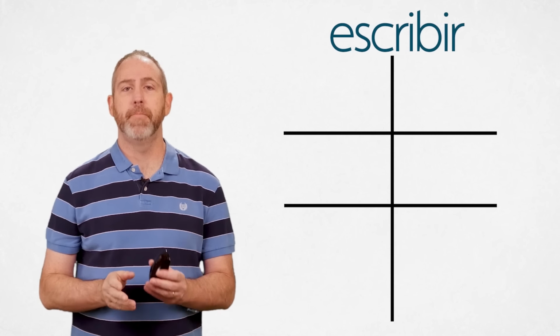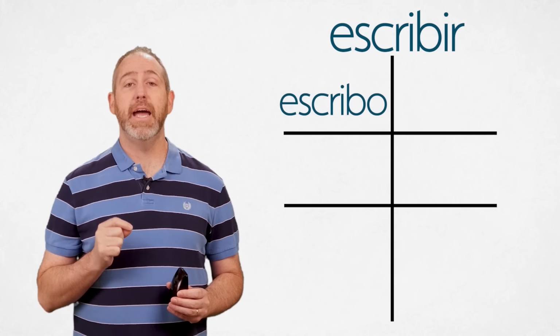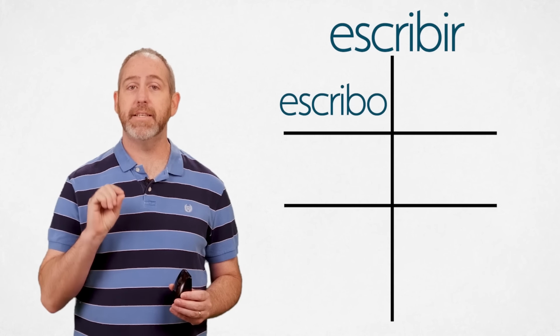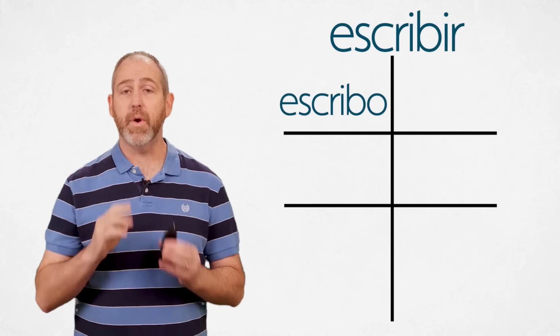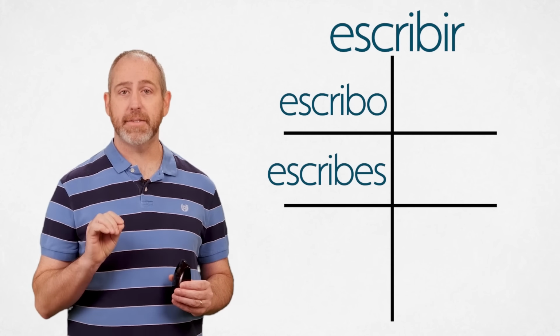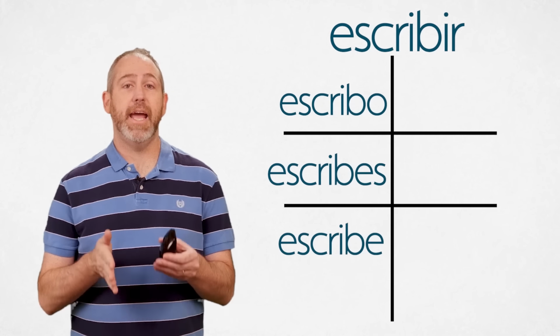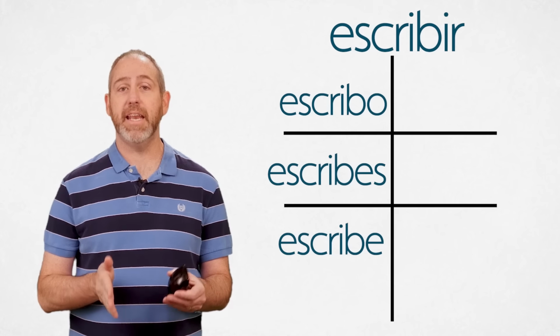Okay? So we know the yo form is the same. I write is yo escribo. You write, tú escribes, same thing as ERs. Él, ella, or usted escribe.